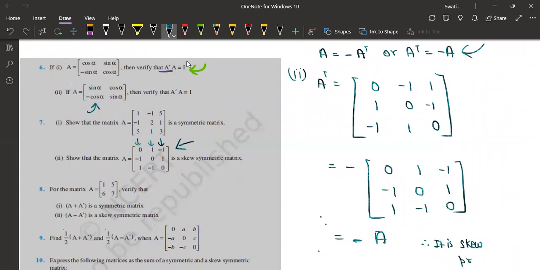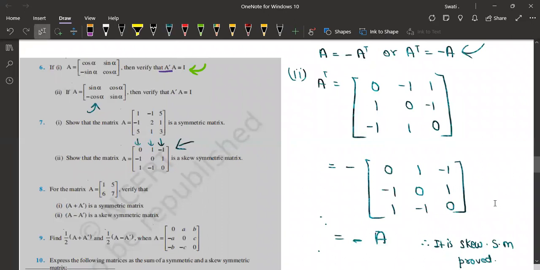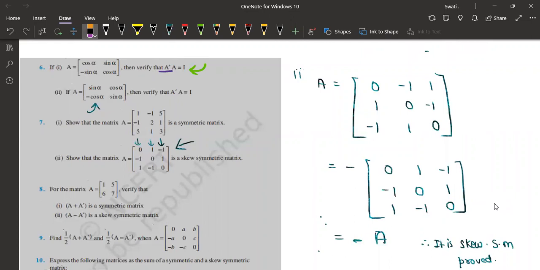So skew symmetric matrix. I was actually writing proof. I'll use the short form. Skew symmetric matrix proved. All right, so we are done with the 7th question. Now it's time to move to the 8th question. Okay, so for the 8th question, I'll erase this again and then we'll start.